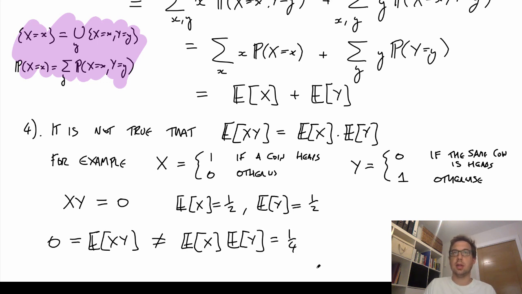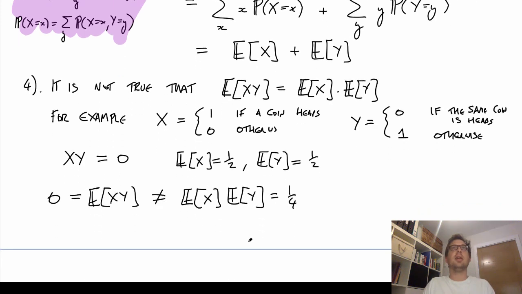Okay? So you can see that when there's dependencies between the random variables here, x and y, okay, both are very heavily dependent on the outcome of a single coin throw, then we cannot expect the expected values of the multiples to be the same as the multiples of the expected values. Okay?